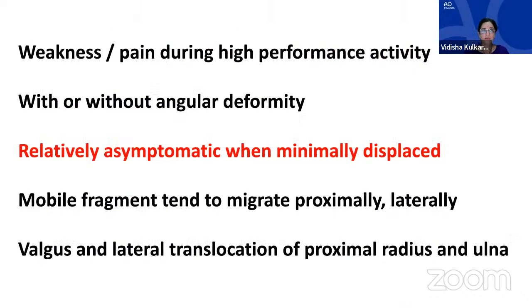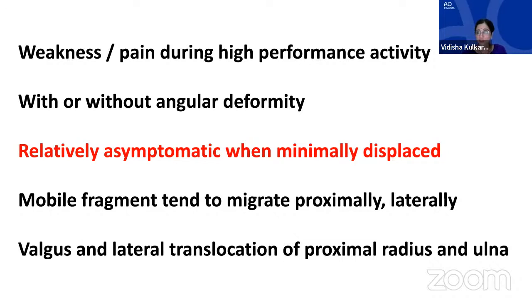Usually when the patients present, they are relatively asymptomatic when the fracture is minimally displaced and when there is minimal cubitus valgus deformity. But patients may experience pain or weakness during high performance activities. They may present with or without angular deformity. And when there is progression of Jacob type 3, the mobile fragment tends to migrate proximally and laterally so as to give a valgus deformity.